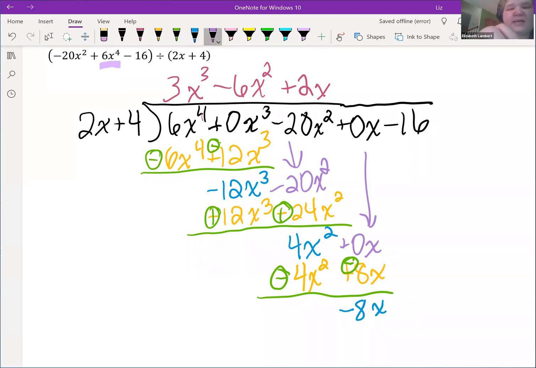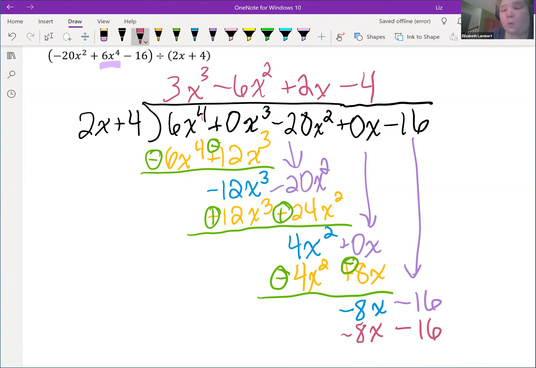And we have minus 8x. We're going to bring down the crazy looking minus 16 now. So I have the x already. So I just need to multiply, figure out the number. That would be 2 times negative 4. So we're going to write minus 4 up here. All right, so negative 4 times 2x is negative 8x. And 4 times negative 4 is negative 16.